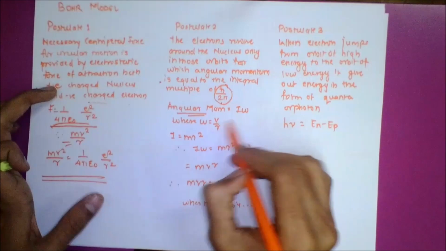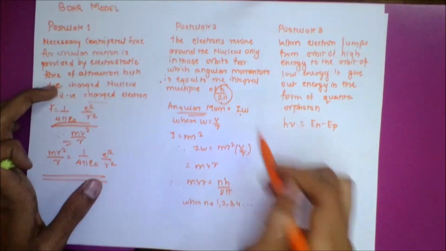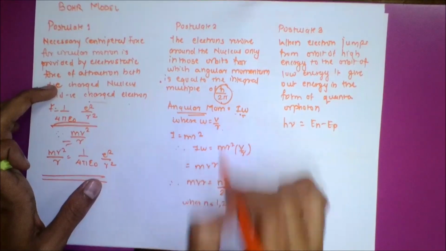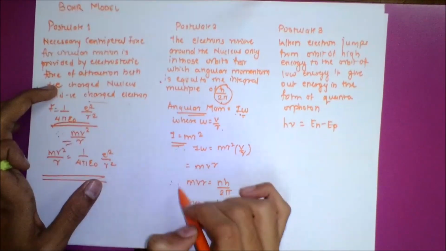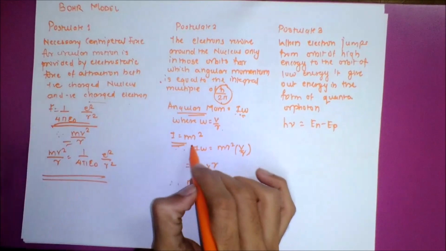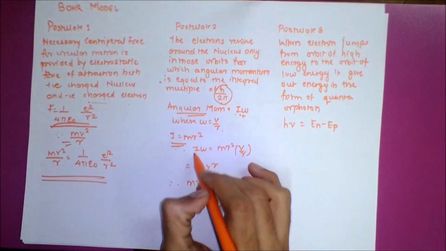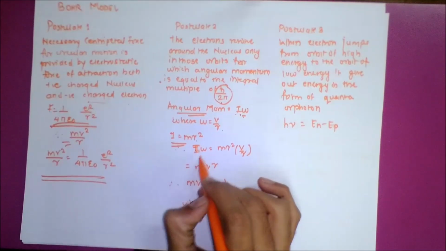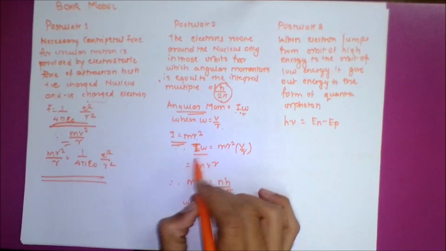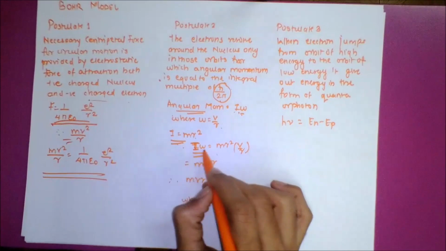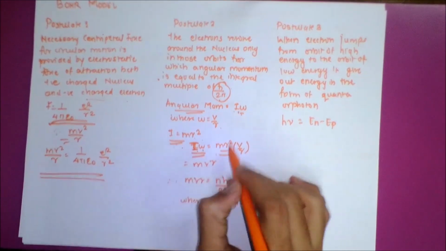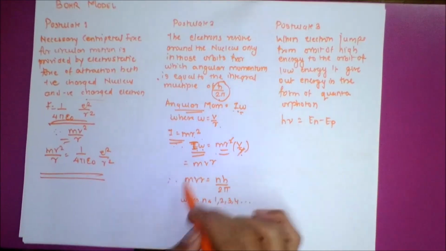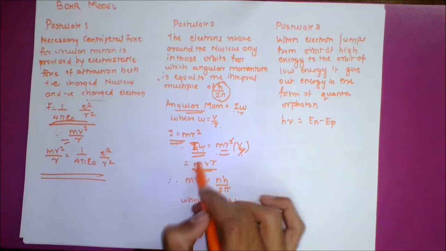We have angular momentum equals I omega, where v equals r omega, so omega equals v upon r. The inertia I equals mr square, that is mass into the distance square. So angular momentum, I omega, equals mr square into v upon r. So r gets cancelled, and we are left with mvr, that is your angular momentum.